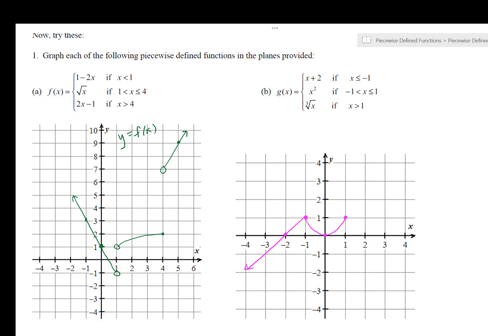Finally, it's cube root x. Hopefully you remember what that looks like. Notice that if x was 1 here, cube root of 1 is 1. So again, at (1, 1), we're going to continue to follow the same rule. The next perfect cube is when x is 8. Cube root of 8 is 2. So it's that very slowly increasing function that looks very similar to square root. It looks something like that. Hence, we get the graph y equals g of x.